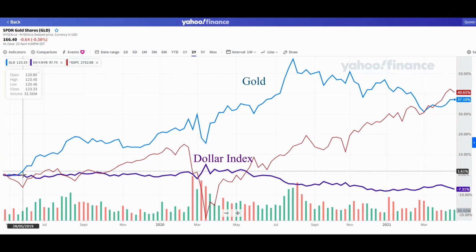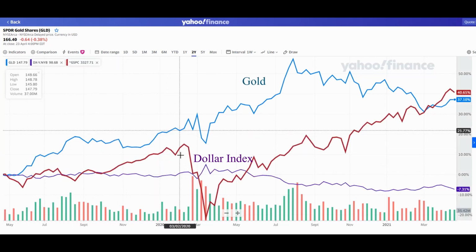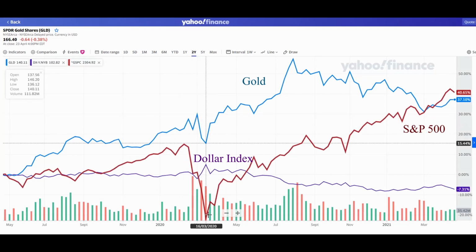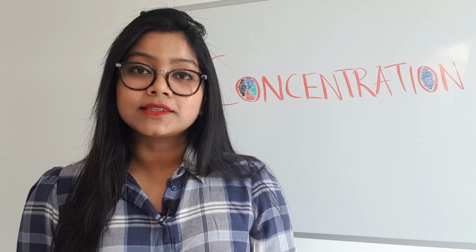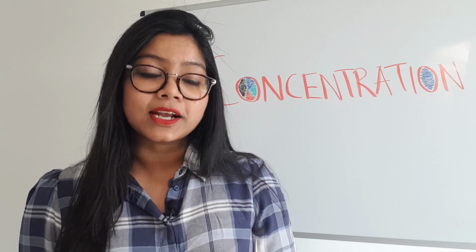And an investment in gold would have done the same, as it outperformed the returns of the S&P 500 over the last 2 years. So the key takeaway really is: don't put all your money in the S&P 500. Regardless of how well the S&P 500 has done over the last 10 or 15 years, there is no guarantee that it will repeat the same amount of performance going forward.